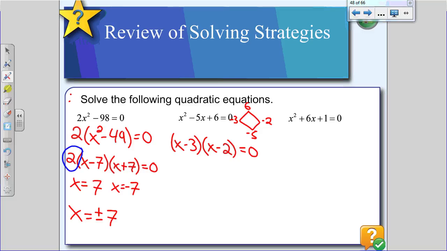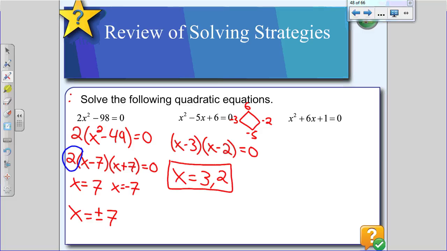So we factored that thing to become these two binomials. Now we actually have to solve them. So what could x equal to solve this quadratic? It could equal 3, because that would make the first thing 0. Or it could equal 2, because that would make the second one 0. I'm going to put that in a box.